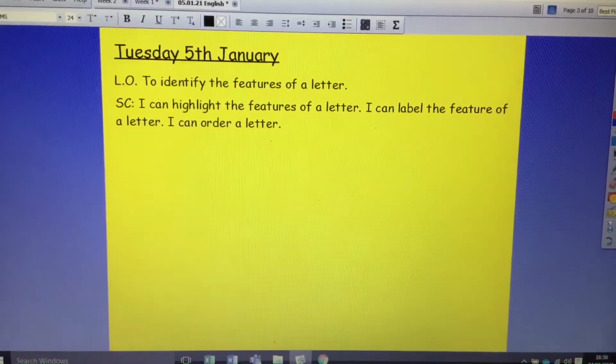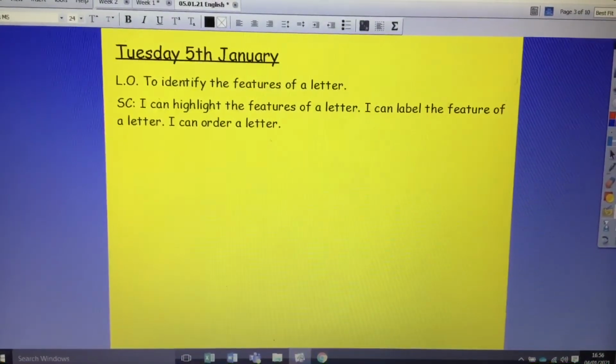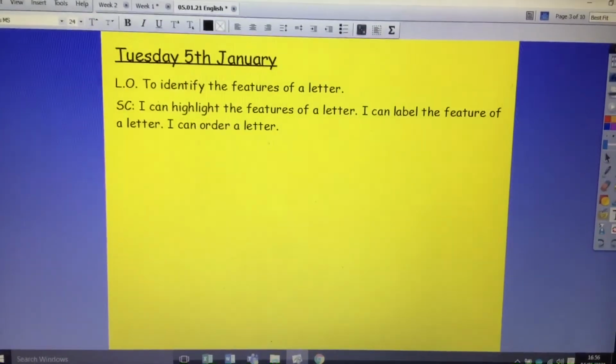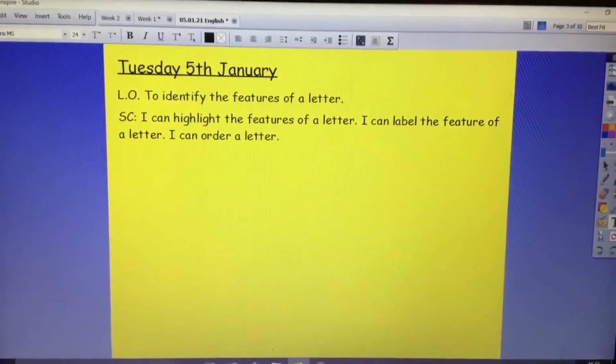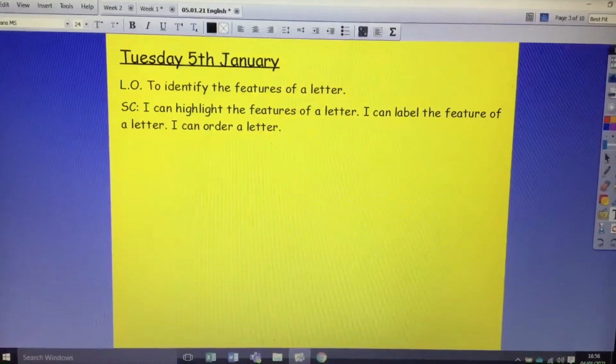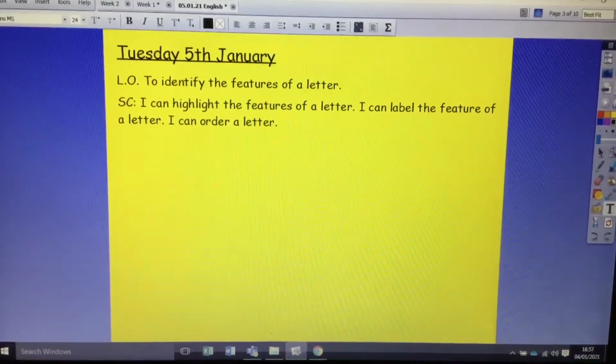Moving on with the main part of today's lesson. So today is Tuesday, the 5th of January. Our LO today is to identify the features of a letter. Your success criteria is I can highlight the features of a letter, I can label the features of a letter, and I can order a letter.